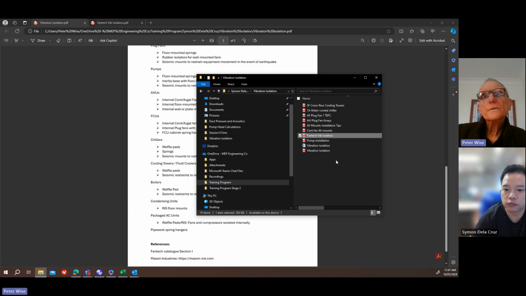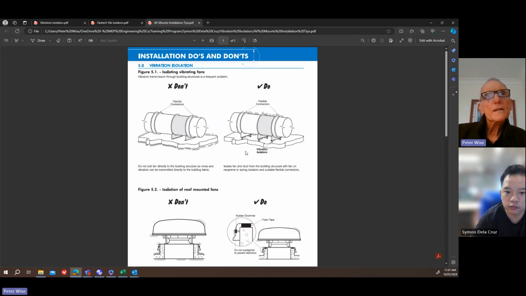And what else have we got? Also in the Fantech catalogue, there are some do's and don'ts on vibration isolation. So this is pretty handy information and worth being familiar with. What this is saying is don't bolt the fan directly to the building structure. Obviously, you never do that. So you're going to sit it on, put some feet on and put some springs there, or rubber and shear.